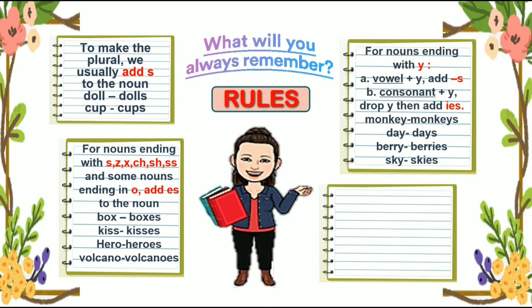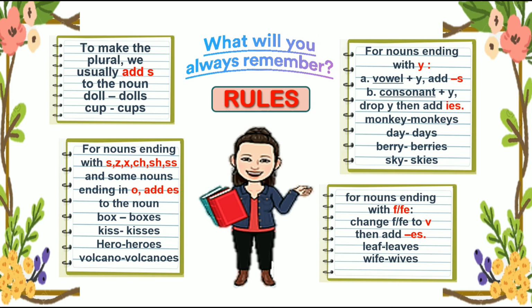Next rule is for nouns ending with Y. So remember, kids, it's important that you take a look at the letter next to the Y. If Y has a vowel before it, you simply add S. But if it has a consonant before Y, drop Y first before adding IES, like monkey, monkeys, day, days, berry, berries, sky, skies.